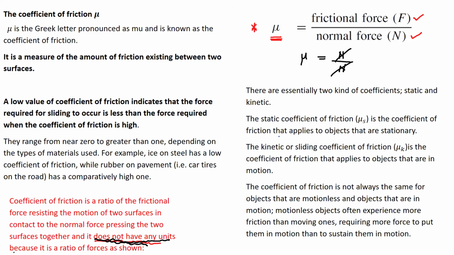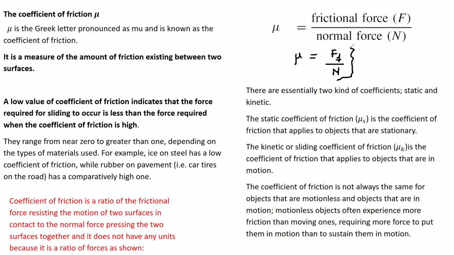They love asking this question in the multiple choice, where they ask you, why is it that the coefficient of friction does not have any units? Your answer is that it's a ratio of forces. So the newtons cancel each other out. So basically, as a formula, the coefficient of friction is the force of friction divided by the normal force.